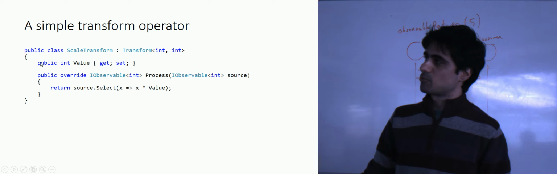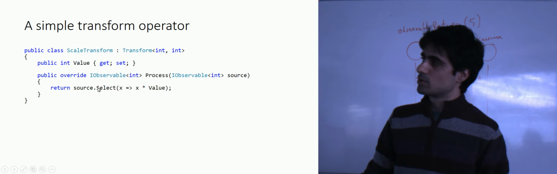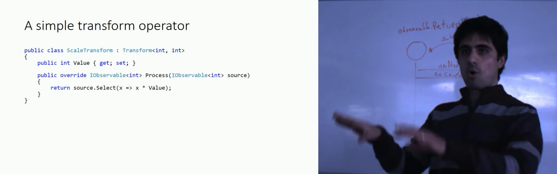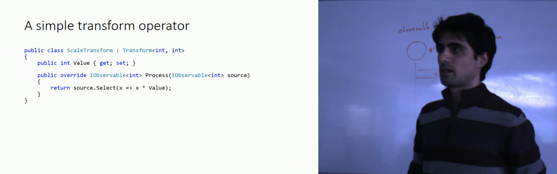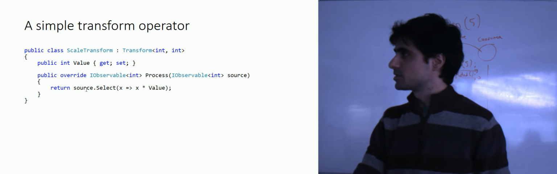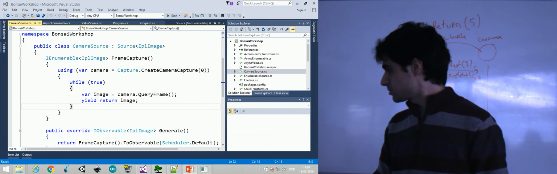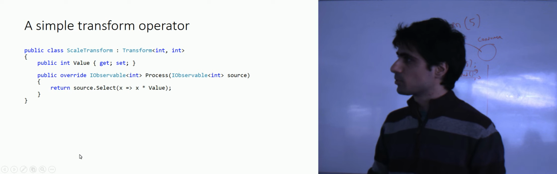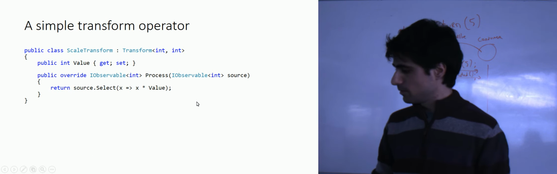And it has, again, a property value, and the only thing it does is it projects the elements of the original sequence by multiplying the elements by the value. So the only thing this is doing is, okay, now I have a new sequence where all the original elements are multiplied by a value. That's very simple. So this is very simple to understand, it's just a function being applied.